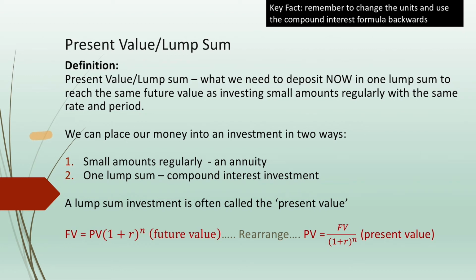So if we pause for a moment and just recognize that we can place our money into an investment in two separate ways. We can either do small amounts regularly, which is an annuity, like putting $100 in an account at the end of every month, or we can just put one lump sum in an account and leave it there. And that is just a compound interest investment. This lump sum investment is often called the present value.